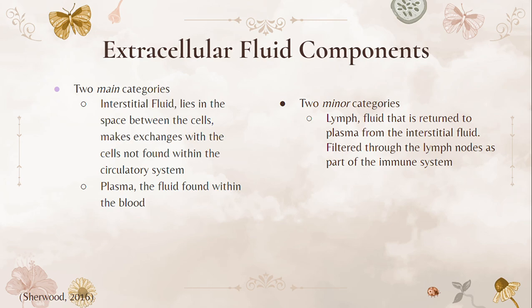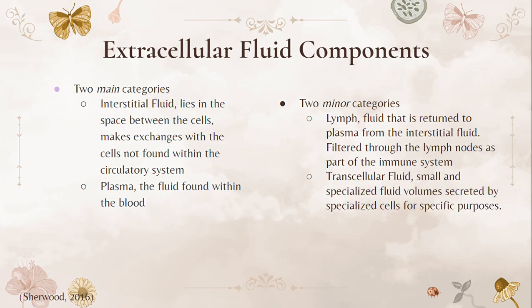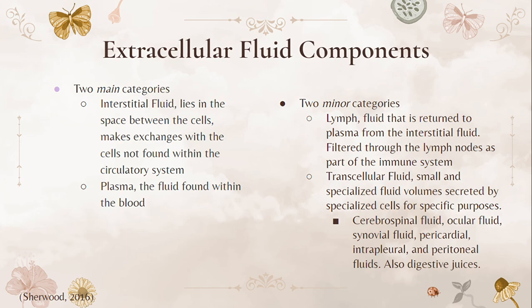We have lymph, which is fluid that goes back to the plasma from the interstitial fluid. It's done its exchanges, and now it's moving back into the bloodstream. It goes through a cleaning system where it's filtered through the lymph nodes before it goes back into action, and this is a huge part of our immune system. We also have transcellular fluid, which is specialized fluid secreted by specialized cells, and it has very specific purposes. Examples could be cerebrospinal fluid, ocular fluid, synovial fluid.